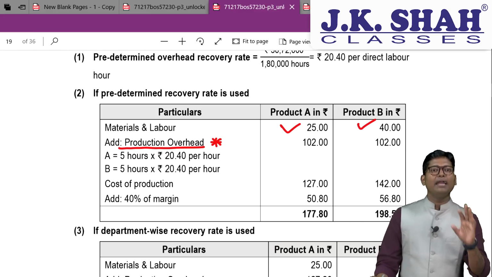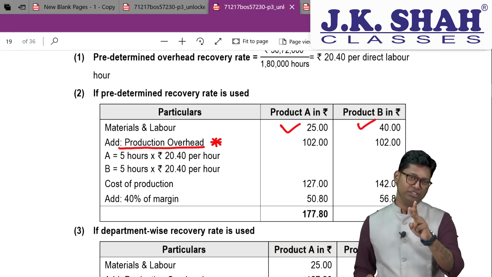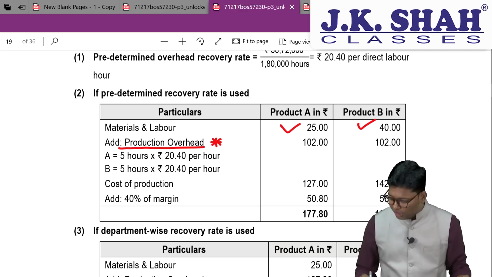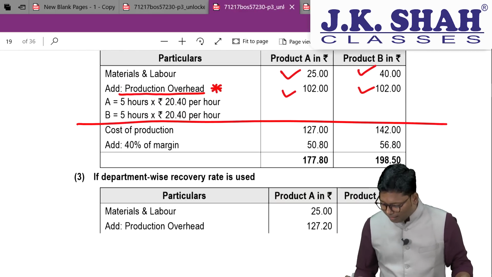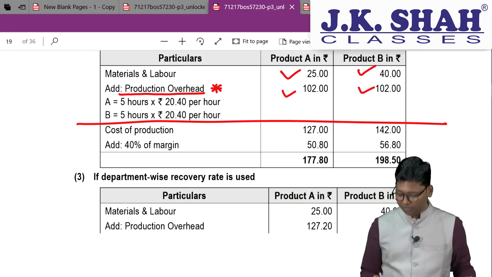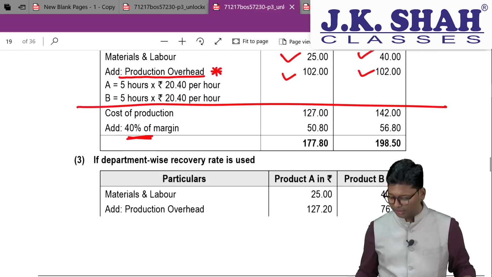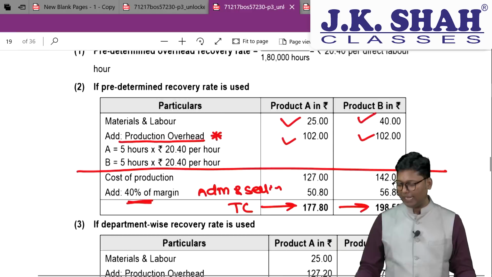When you multiply this 5 hours by your overall company's absorption rate, which we computed in the initial stage, you are going to get the overhead values, correct? By adding up both these amounts, you will get the cost of production, and after the cost of production, we will add a 40% margin, and this 40% margin is added for administration and selling overhead. So in short, this is the total cost of product A and product B.